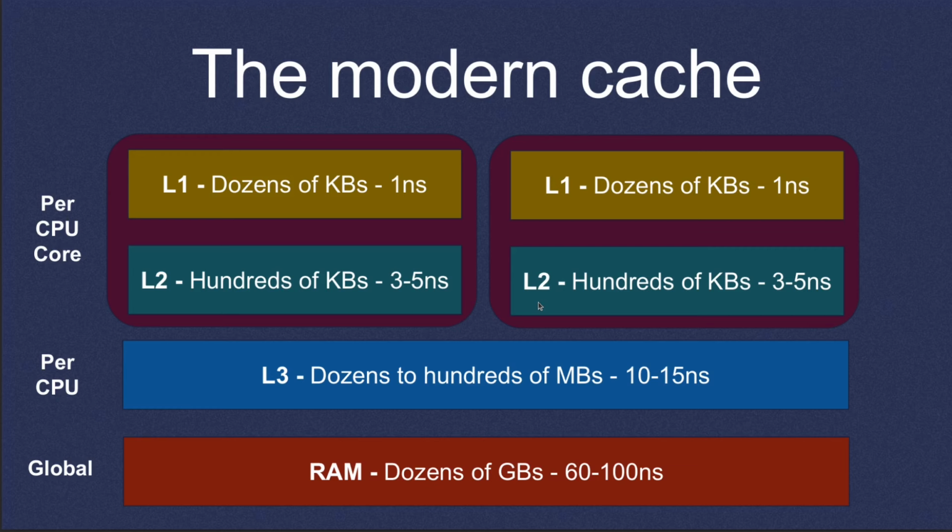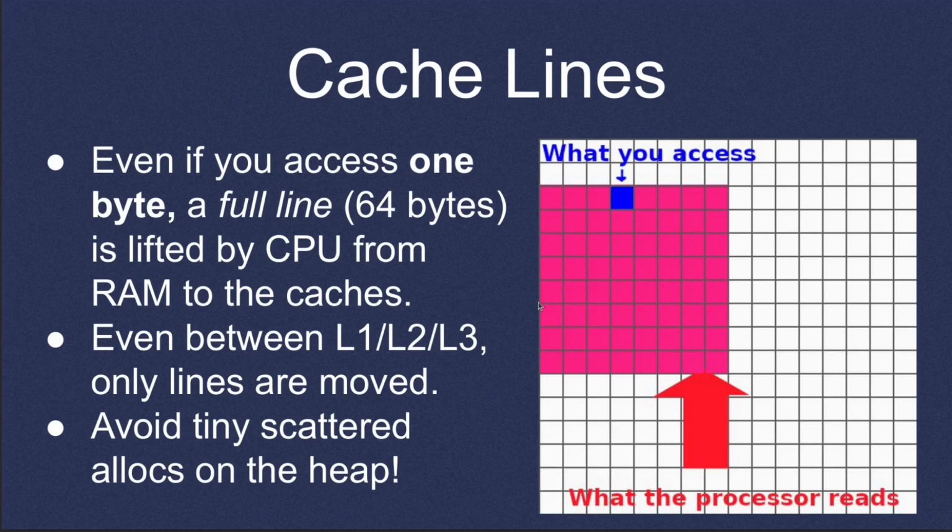And finally, you have the L1, which is not exactly the same thing depending on the CPU. Some split instructions and data, or have it mixed. But this is very, very fast. It's 1 nanosecond to access, but it's very tiny. You have to understand that it's a very, very, very tiny cache. So what are cache lines?